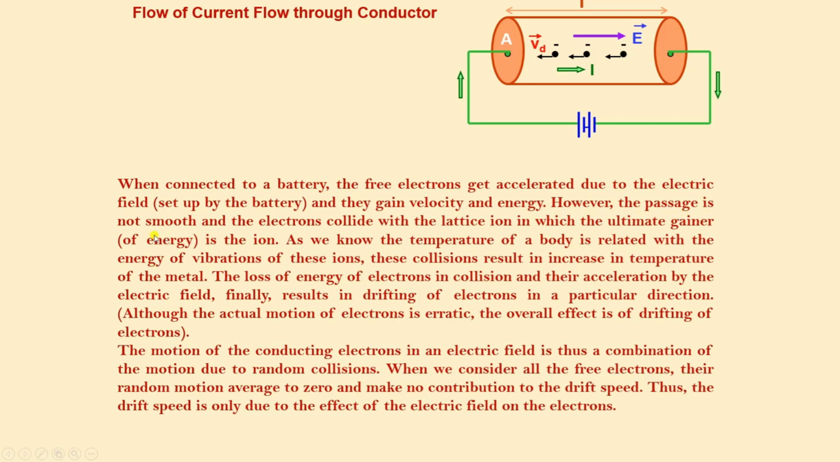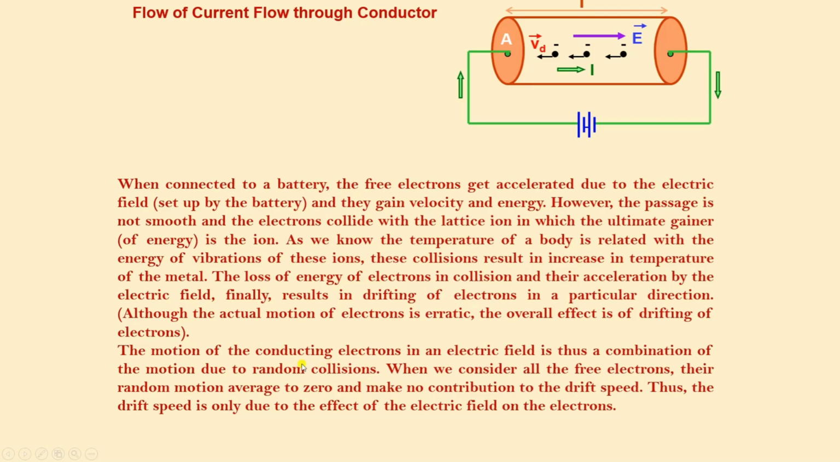However, the passage is not smooth. Electrons collide with the lattice ions, of which the ultimate gainer of energy is the ion. Here there will be lattice ions, and these electrons will collide with them, and the lattice ions will gain the energy. As we know, the temperature of a body is related to the energy of vibration of these ions. These collisions result in an increase in the temperature of the metal, with loss of energy of the electron in collision, and they are accelerated again by the electric field, finally resulting in drifting of electrons in a particular direction.